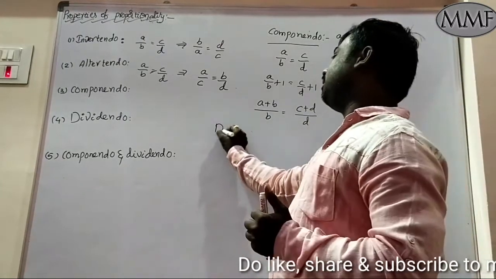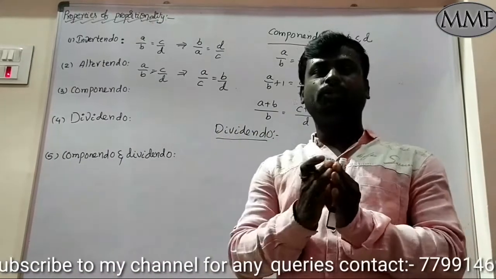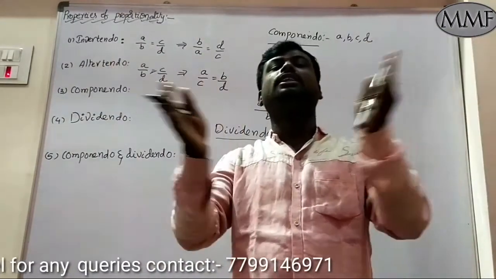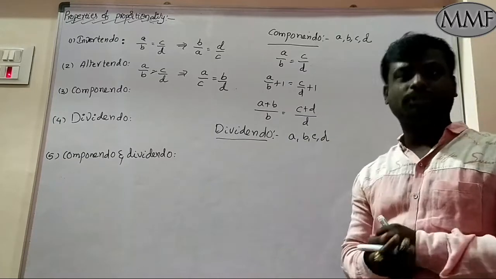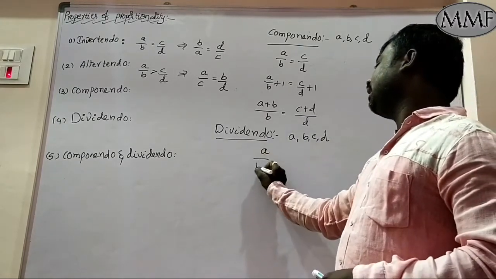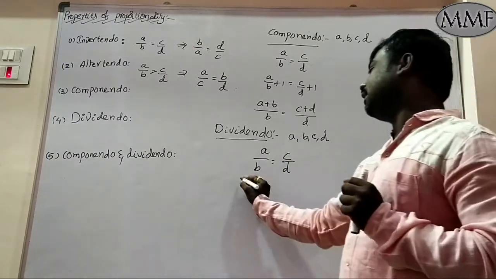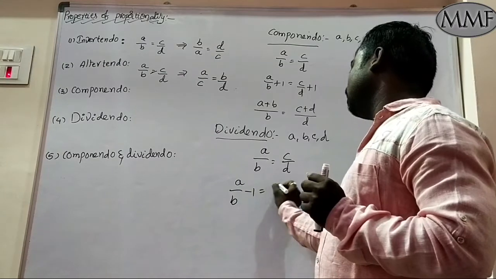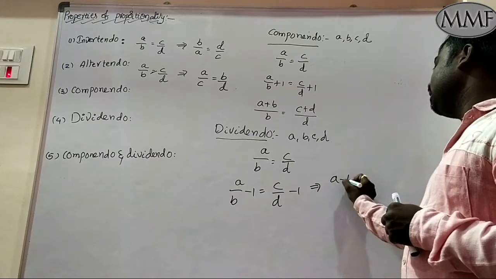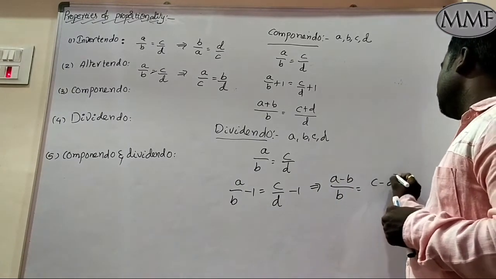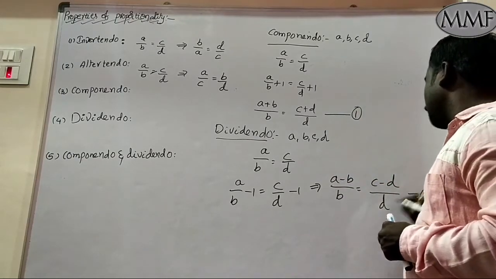Then what is dividendo? What is dividendo? Very simple. Dividendo means you are dividing the things, you are differentiating the things. Means very simple. If A, B, C, D are in continuous proportion, I can say what? A by B is equal to C by D. Dividendo means just to subtract minus 1. What will you get? A by B minus 1 is equal to C by D minus 1. Then what will you get finally? A minus B by B is equal to C minus D by D. So let's say this is equation number 1 and let's say this is equation number 2.